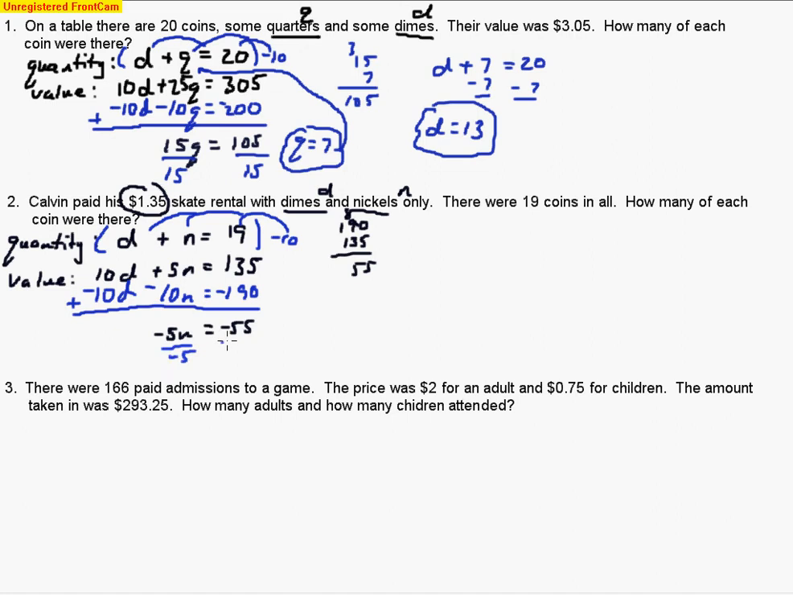And as I said before, if you're getting negative numbers or you're getting a fraction, something's wrong. Then you know you're doing something wrong. Check your work. So we can't have a fraction of a coin.